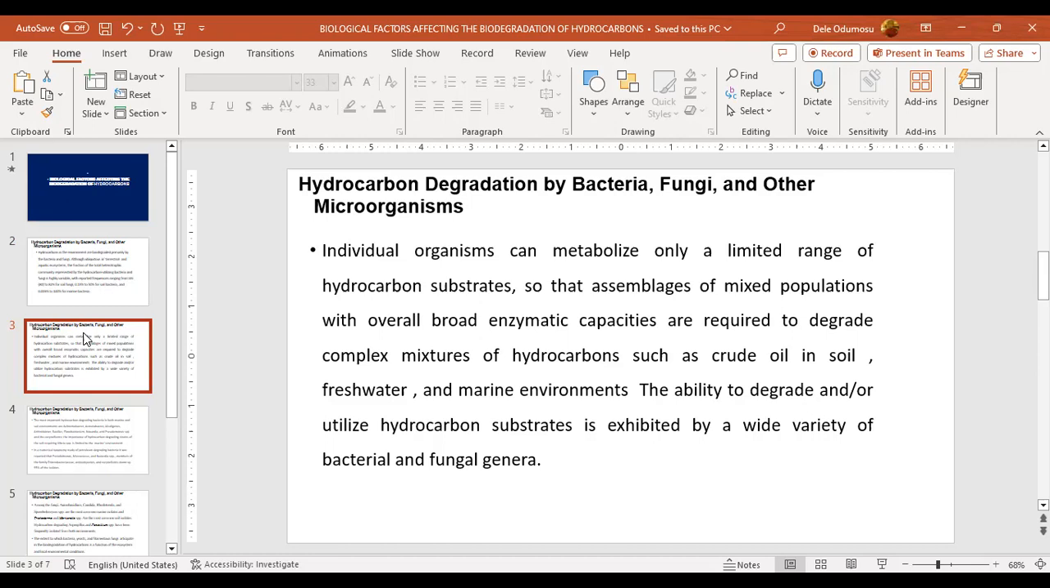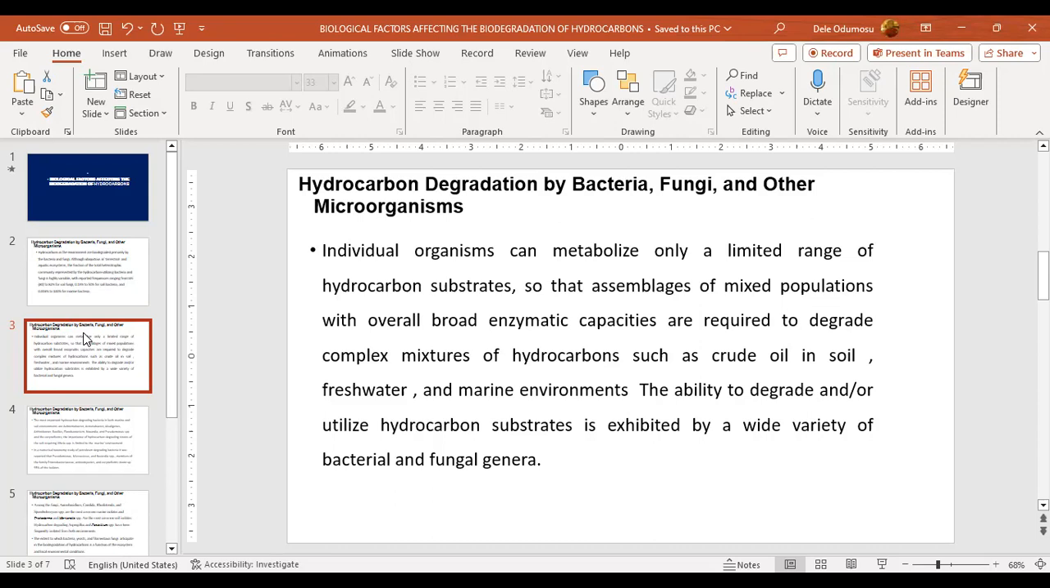An individual organism may not be able to degrade all the types of hydrocarbon substrate. But when we have a population of organisms coming together, there is a concerted effort, there is a broad enzymatic capacity, each one with its own requirements. They work together as a microbial community. And this microbial community is what gives a faster degradation of crude oil, whether in the soil, in fresh water, or in marine environments.